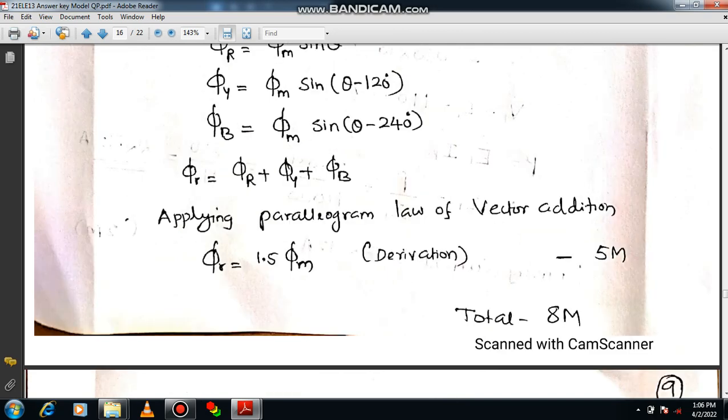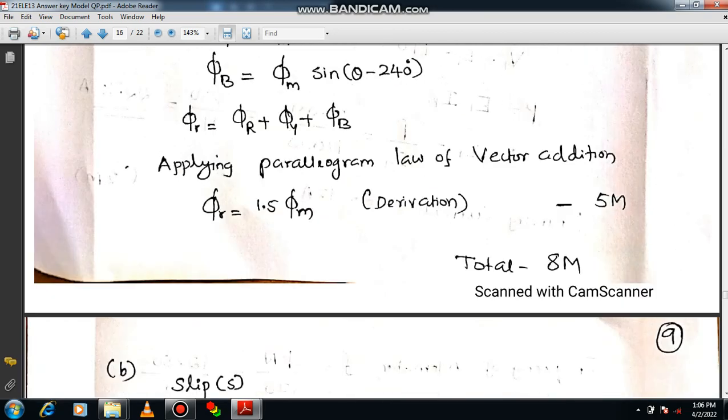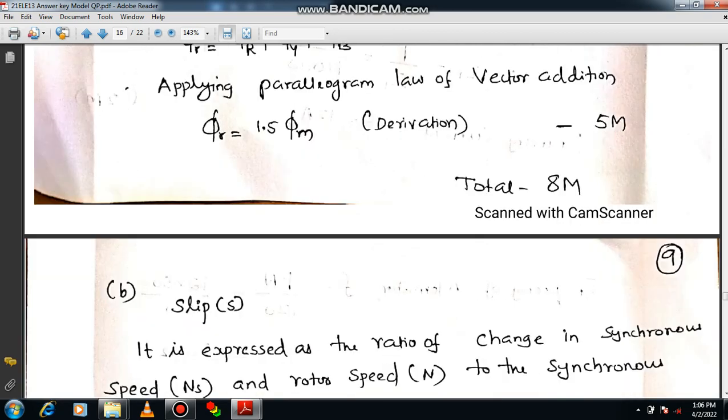Definitely you will be getting a total of 8 marks. It's an easy question only, the direct theory part. Draw the relevant diagram as well. So let us move on to the next question.